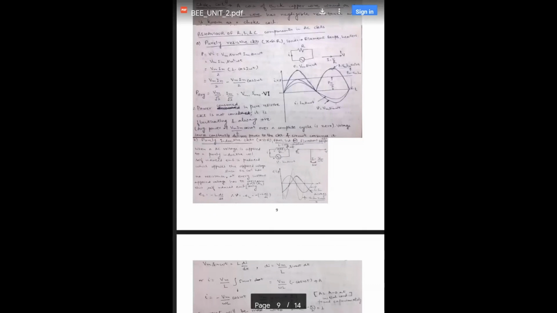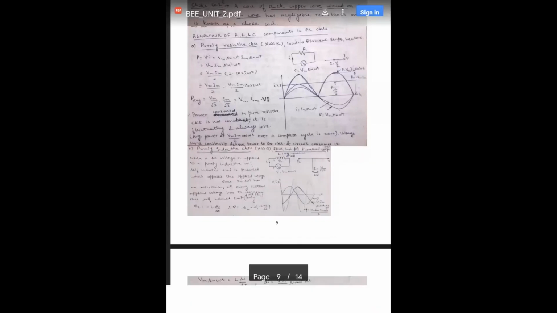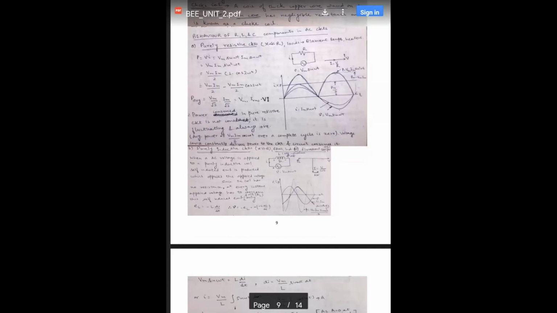So now we will check the behavior of R, L, and C components in AC circuits. First of all, we will consider the pure resistive, pure inductive, and pure capacitive circuits, and then the mixture. Okay, so you have already studied this in class 12. It is just a revision. So first of all, we should know what these resistive loads are. The resistive loads are filaments, lamps, heaters, etc.